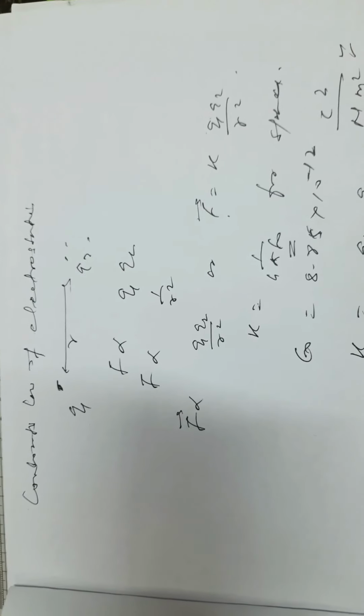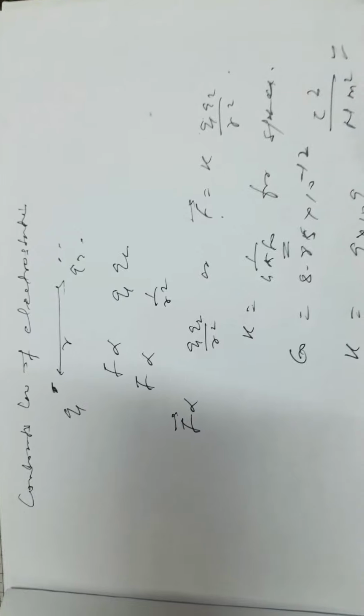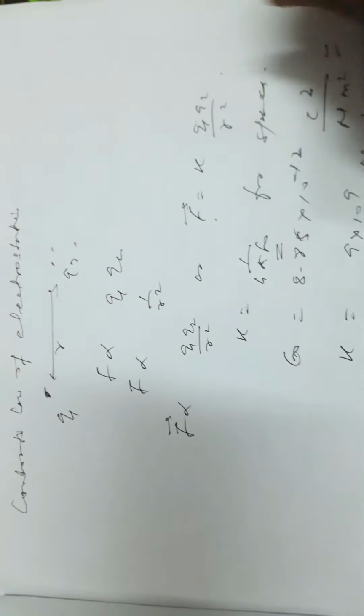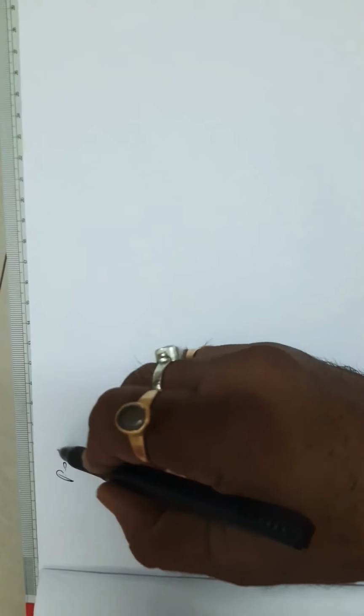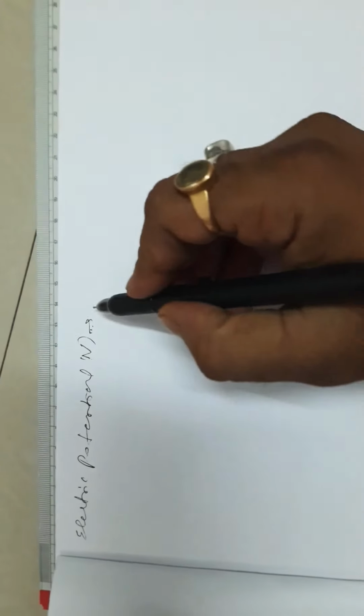Again, we can move on to the next topic, which is the potential. So basically, what is electric potential? Next is potential, or rather electric potential. It is denoted by V.